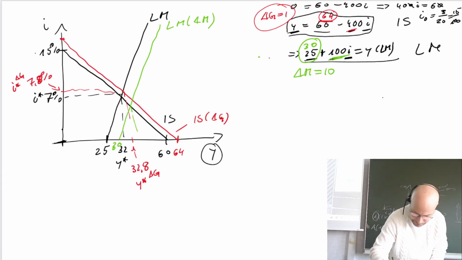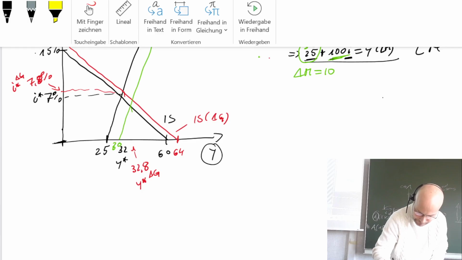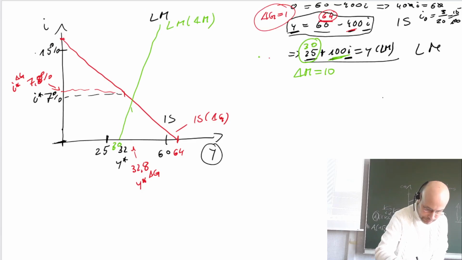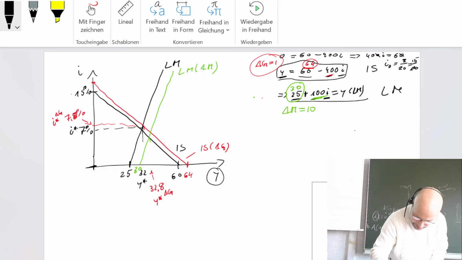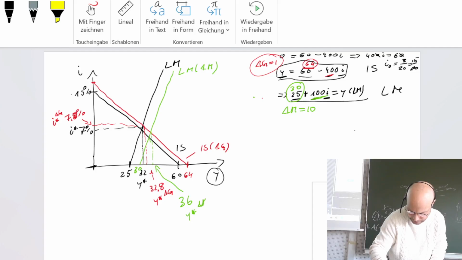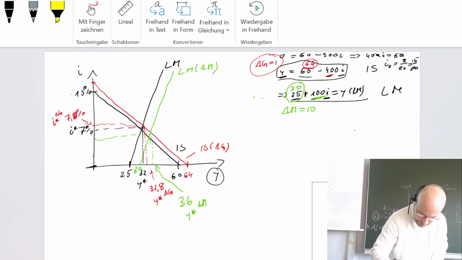And then we have also, let's do this a bit other way. A bit better. This one and this one, and now the green one. And this would be then 36 Y star delta M and 6% i star delta M.